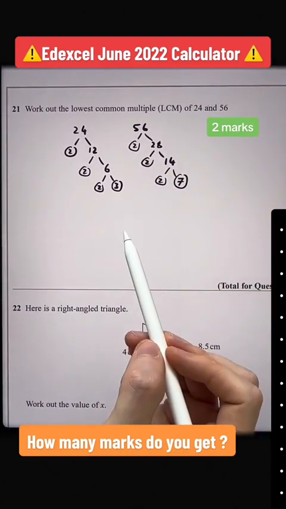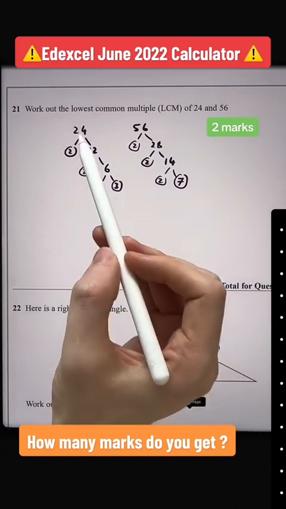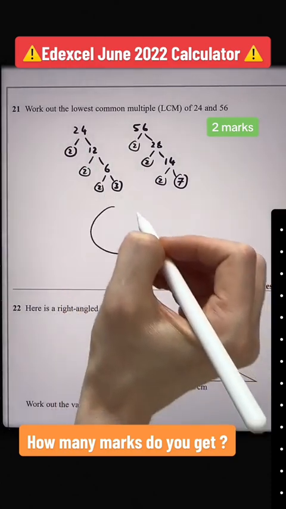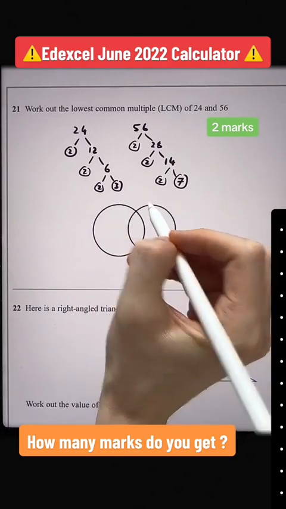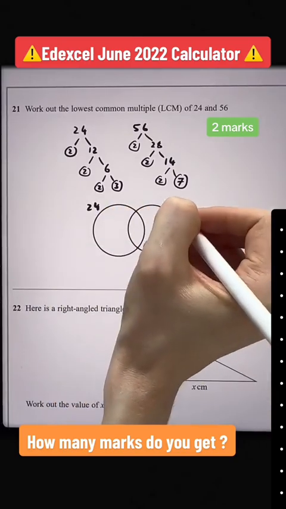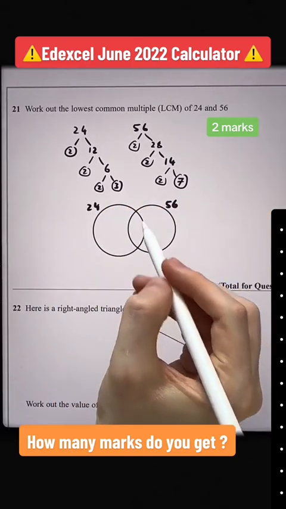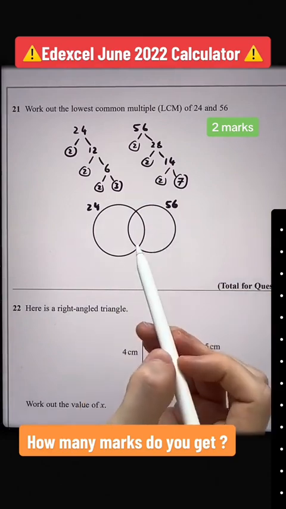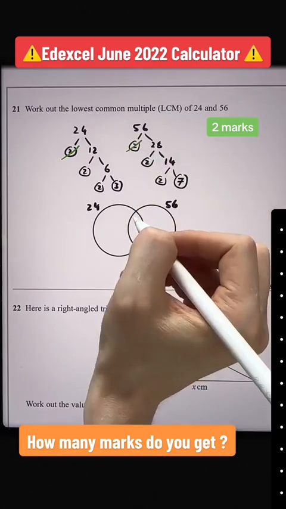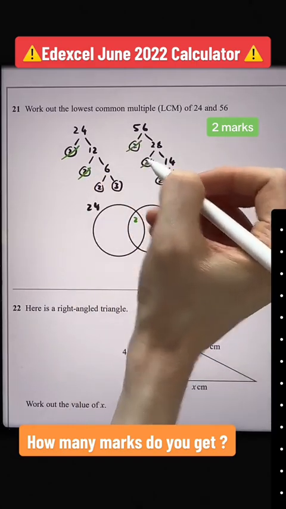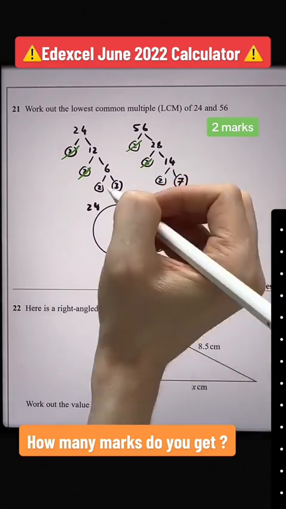I'm now going to draw a Venn diagram for 24 and 56. As I have two numbers, I'm going to have two overlapping circles. So one circle for 24 and one circle for 56. I'm going to label them. We always start in the overlapping region in the middle, the intersection, and we list any common prime factors in 24 and 56. Well, here we've got 2 that's common, so it goes in the middle, the overlapping. We've got another 2 that's common, so it goes again in the middle, and we've also got another 2 that's common.